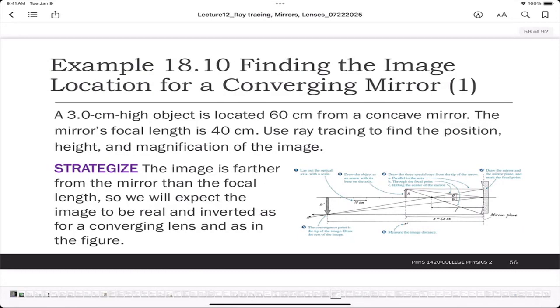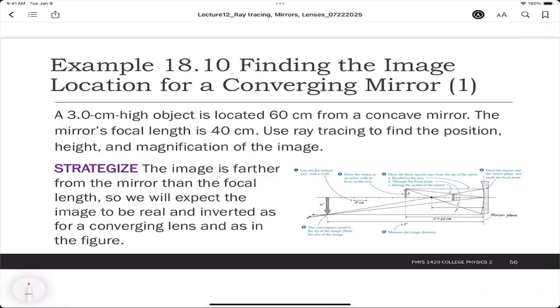Let's talk about the strategy. The image is further from the mirror than the focal length. You can see here is the object, and this is the focal length. Since the image is further from the mirror than the focal length, we expect the image to be real and inverted as for a convergent lens, and as in the figure, like this. So these are the steps.